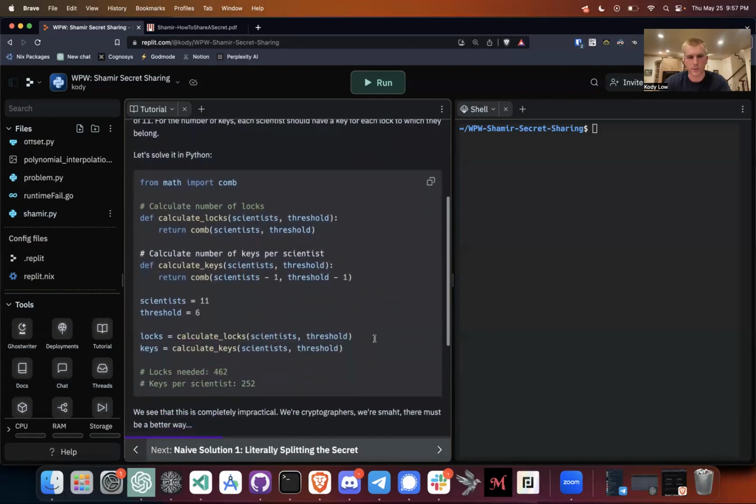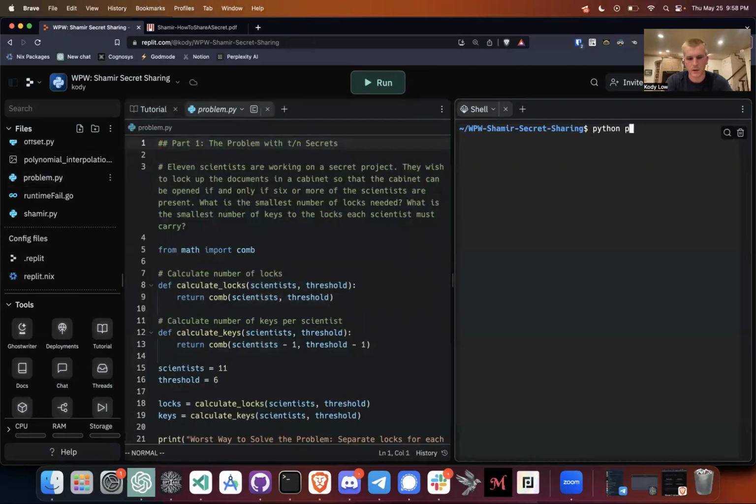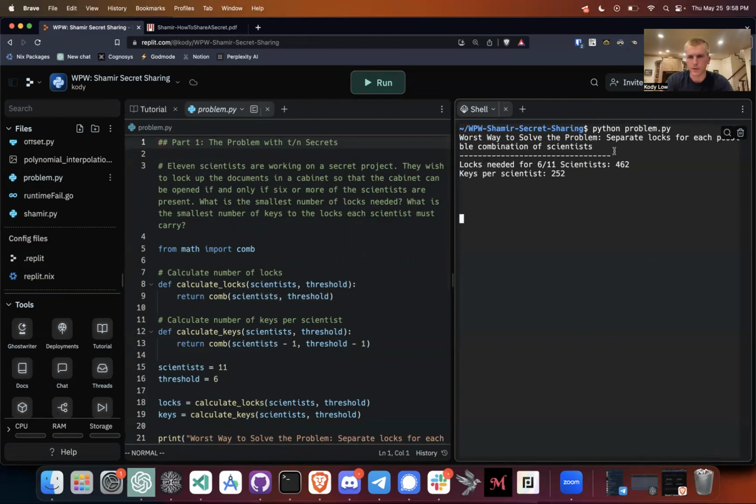You can basically solve this in Python. The very naive solution is that you just do a combination of all the possible different combinations of these 6 of 11. If you try that out and implement the Python code in problem.py, we solve for it using just combinations, and we see that for 6 of 11 scientists, you need 462 different locks for the cabinet, and you need 252 different keys for each scientist. But this is just not a tenable solution. This is completely unreasonable.